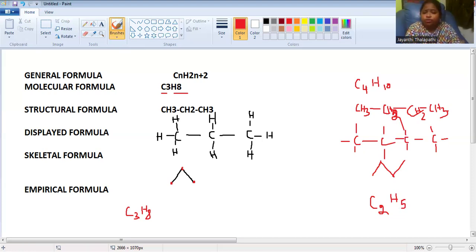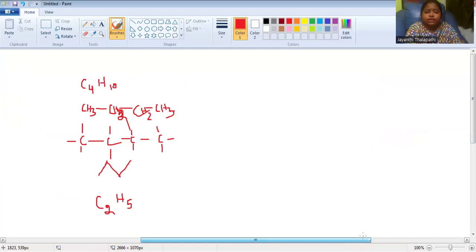Okay, how to draw alkenes? How to show alkenes? Let's take propene. So what is the general formula for propene?